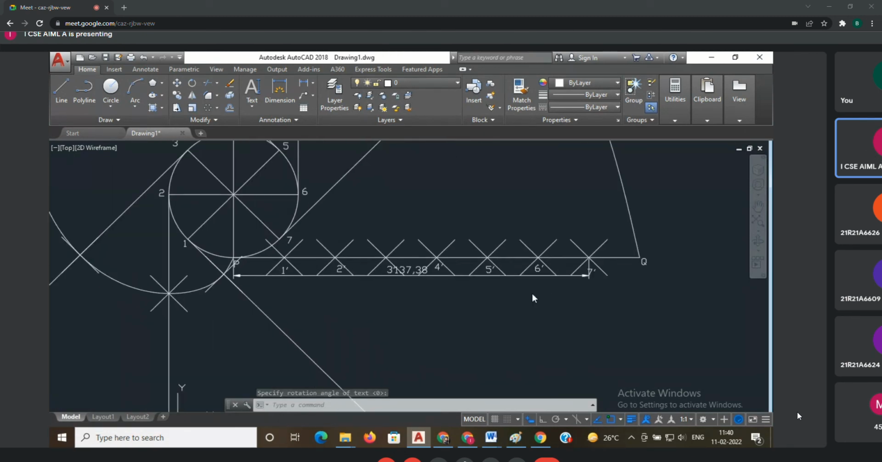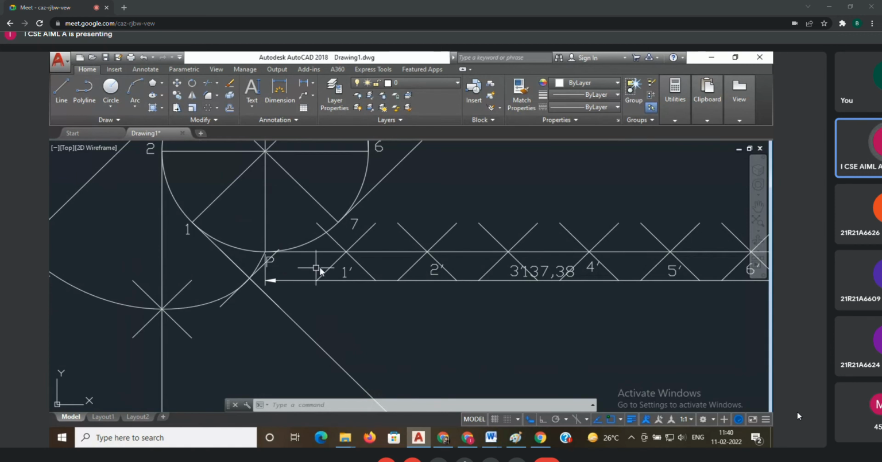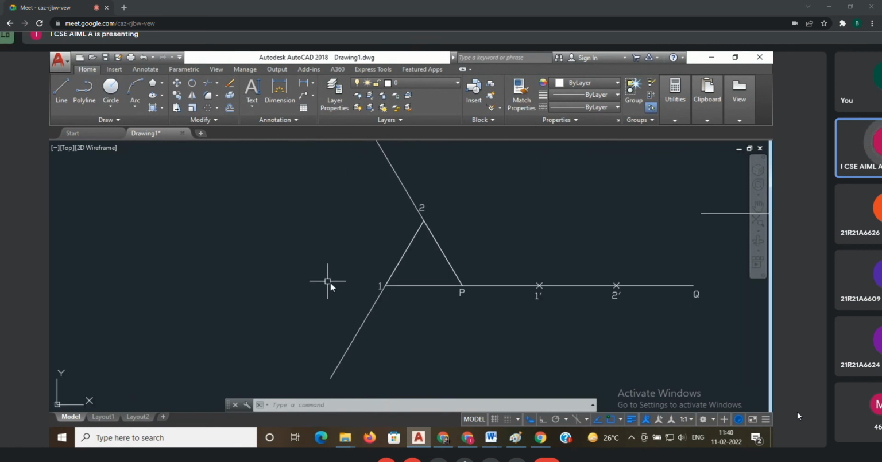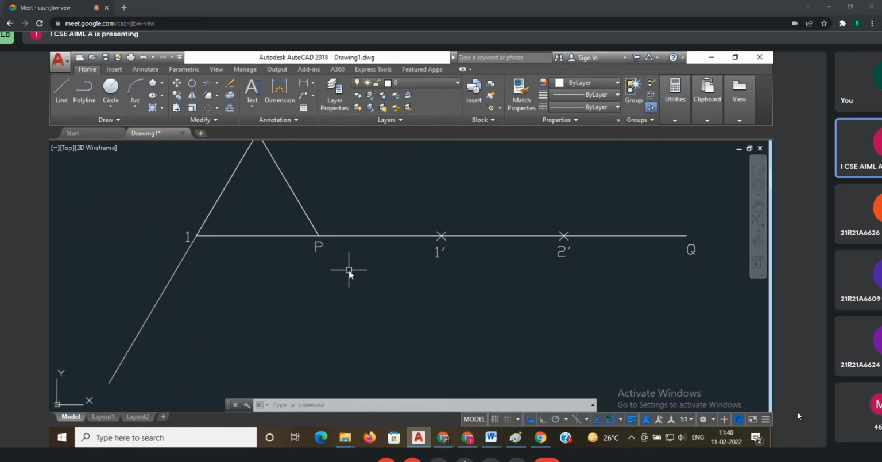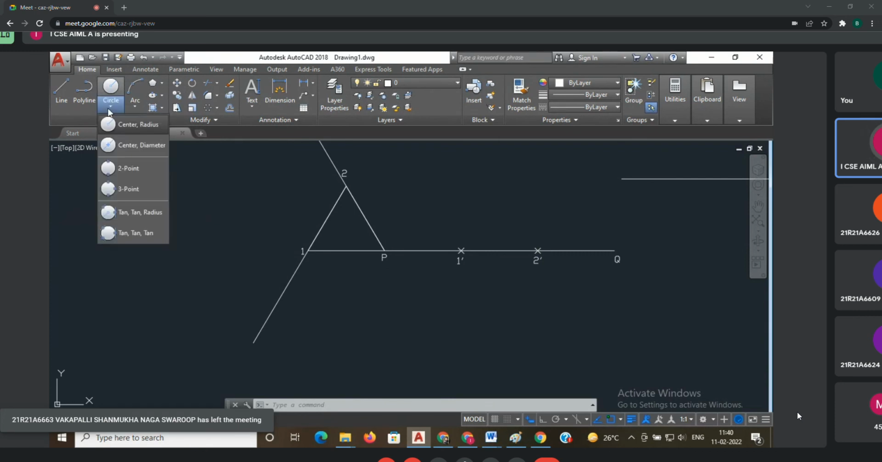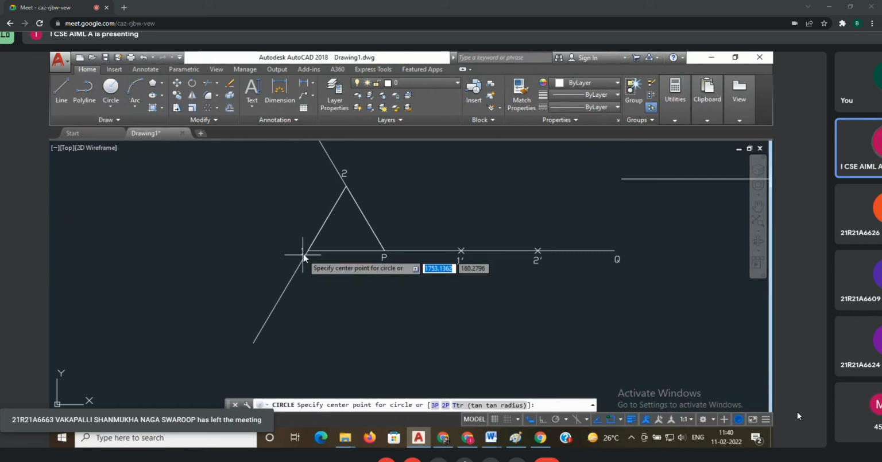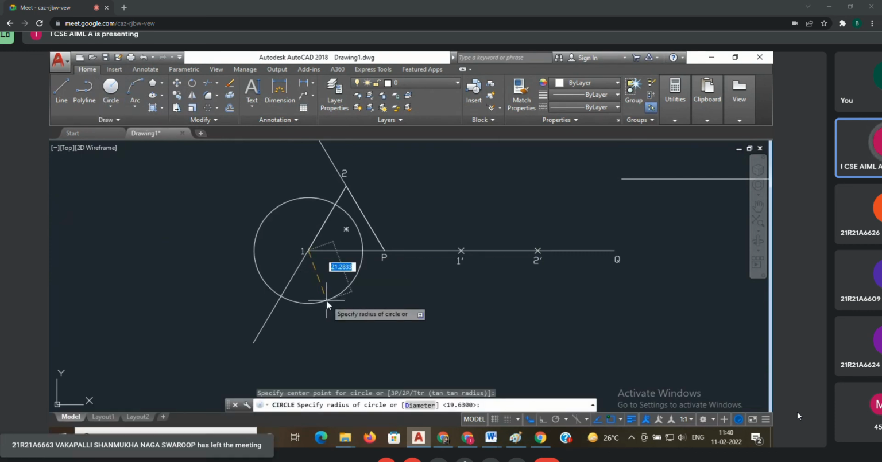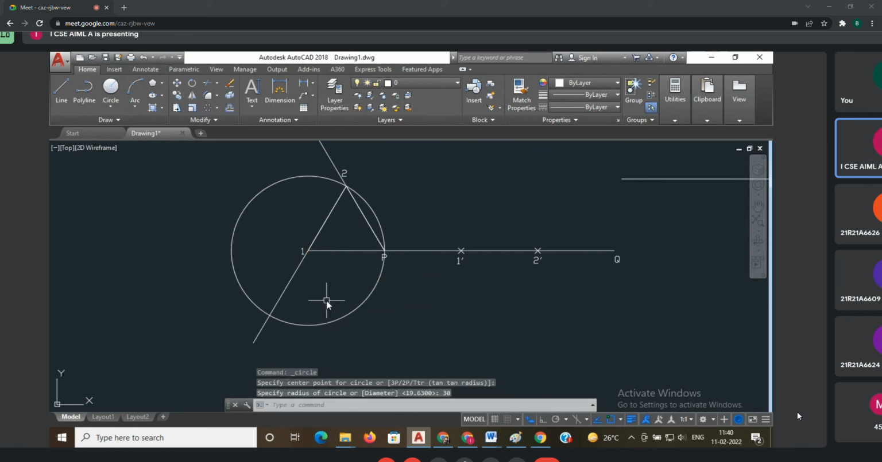circular object. What is that step? P1 dash as a radius, 1 as center, you have to cut this line. But this P1 dash length you don't know. But in the polygon, you know the P1 dash length is nothing but the side length. How much is it? 30. That's why directly you can select circle and radius, and draw the radius 30. It will cut somewhere here. Go with the point P0. Select here, then delete the circle.